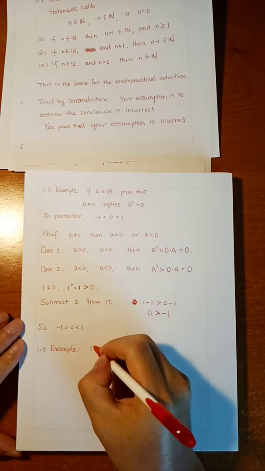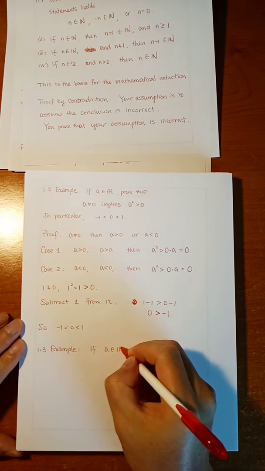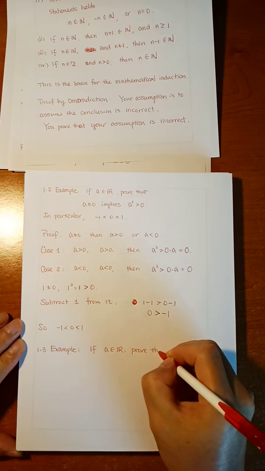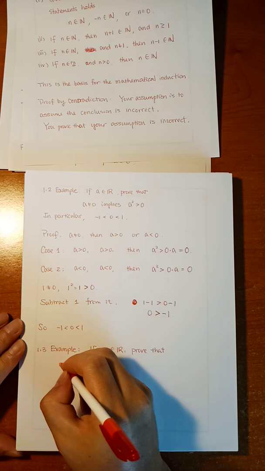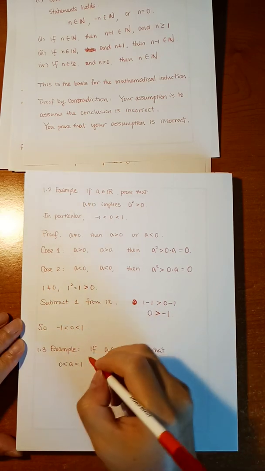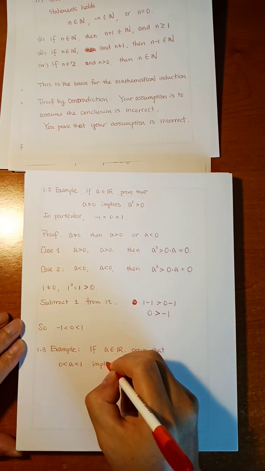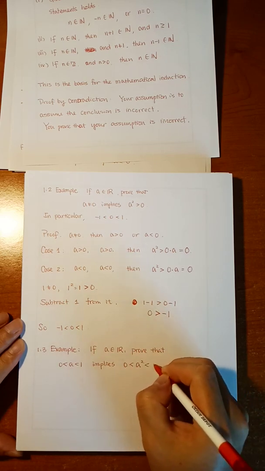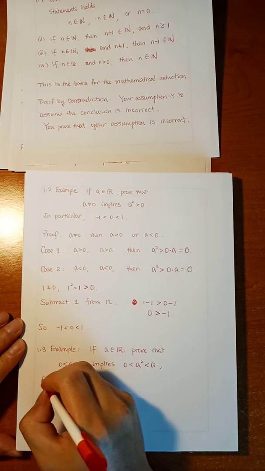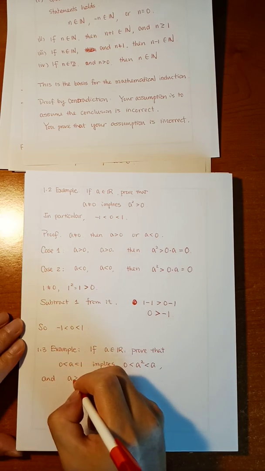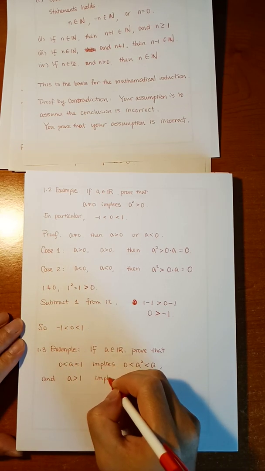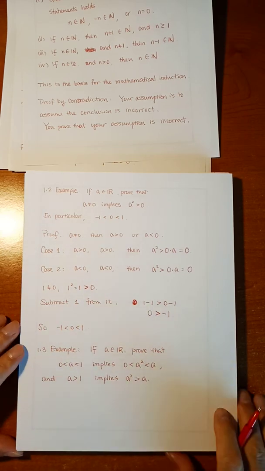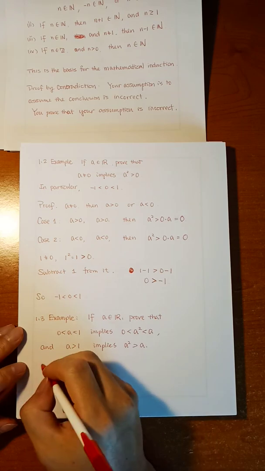So if A is in R, prove that A between 0 and 1 implies 0 less than A squared less than A, and A greater than 1 implies A squared is greater than A. Okay, so it has 2 parts.